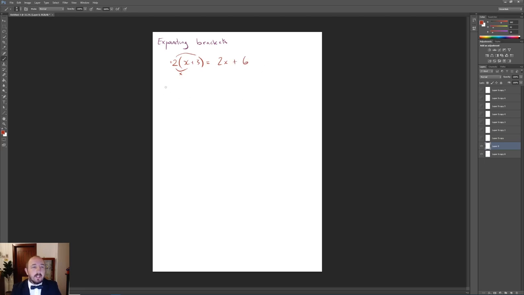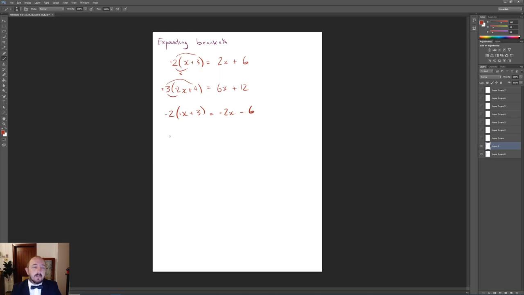Okay. If we have 3 brackets 2x plus 4, then we would do 3 lots of 2x, positive 3 times positive 2x is positive 6x, and positive 3 times positive 4 is positive 12. If we have a negative sign in front, like negative 2 times x plus 3, then we would do negative 2 times positive x, which is negative 2x, and negative 2 times positive 3, negative 6.